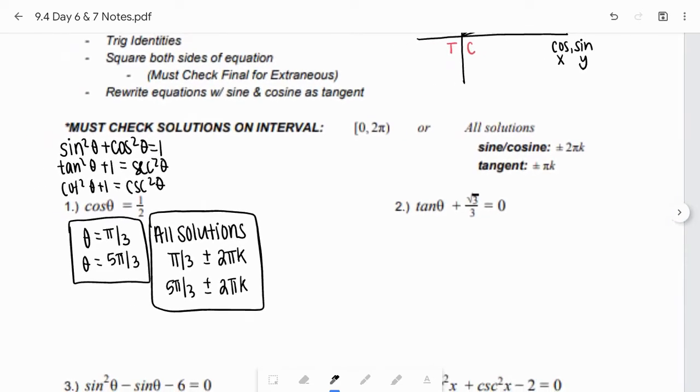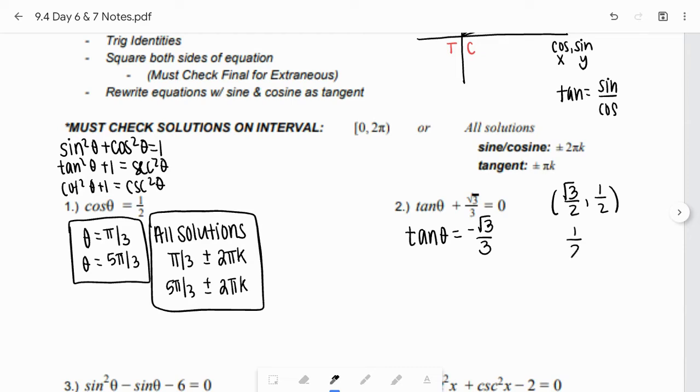Okay, number 2, we have tangent of theta plus root 3 divided by 3 is equal to 0. So I want to get tangent of theta by itself. So I'm going to have tangent theta is equal to negative root 3 over 3. Okay, so tangent, that's just sine over cosine. So I have to see where is that going to get me root 3 over 3. So that's going to happen when we have root 3 over 2 and 1/2.